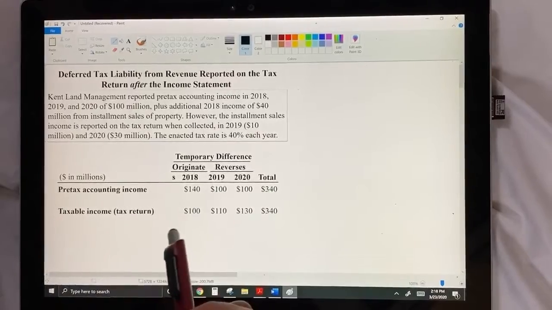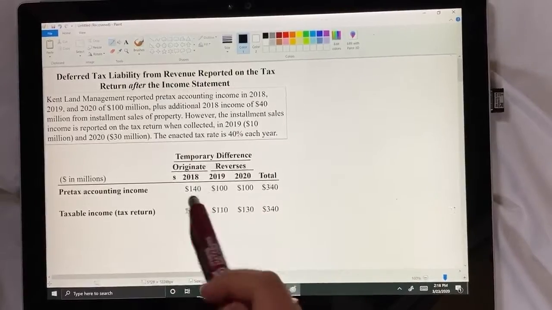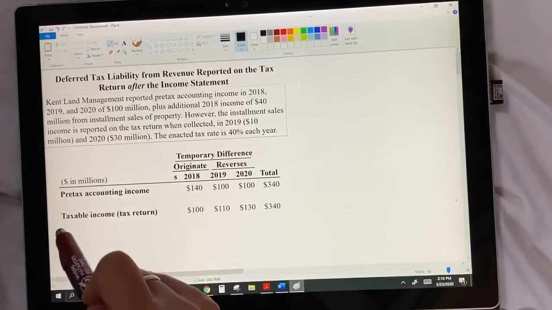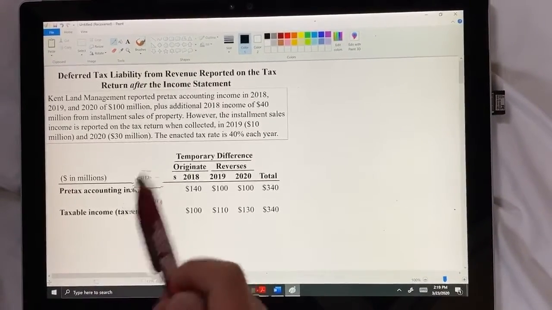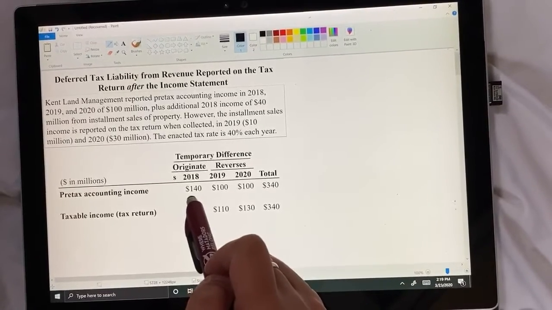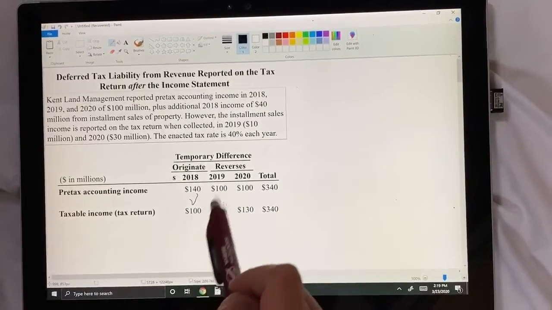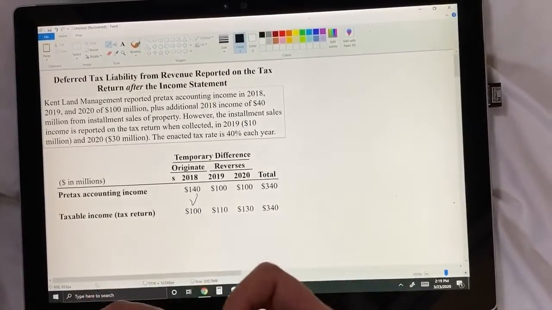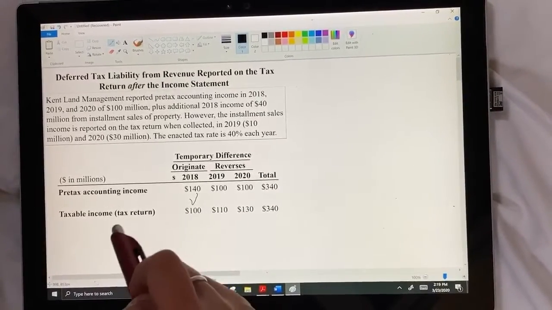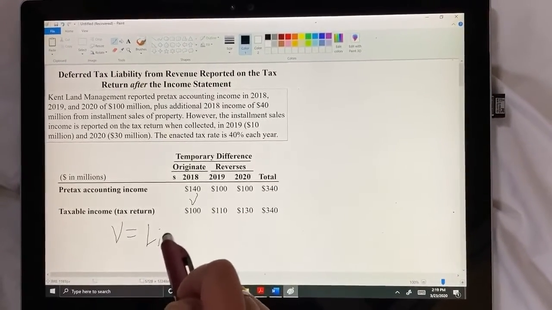The main thing that determines whether it's a deferred tax liability or a deferred tax asset is looking at the first year and comparing pre-tax accounting income versus your taxable income. Now, since 140 is greater than 100, I do this little trick. So it's a sign, but I don't really have a stylus. But anyways, since 140 is greater than $100, you have this sign. So this sign is equal to liability.